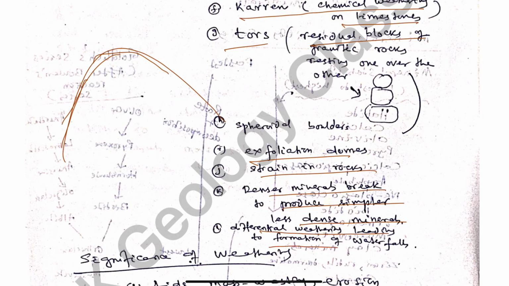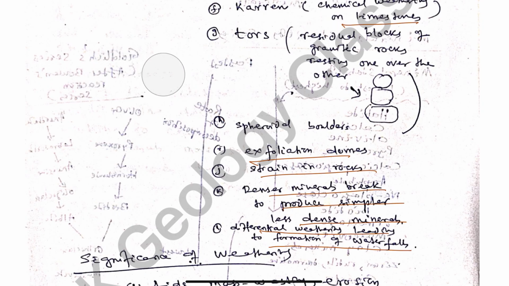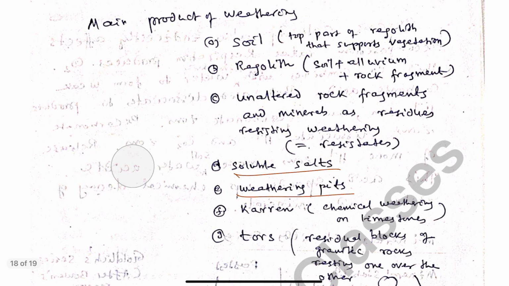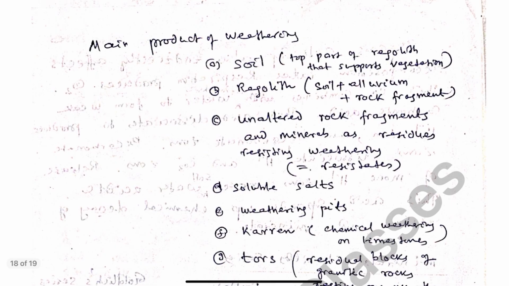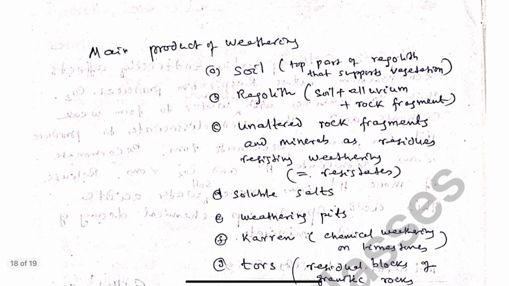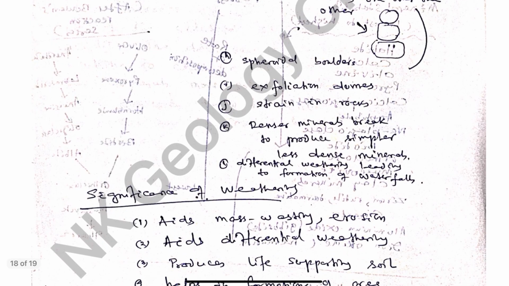Differential weathering leads to the formation of waterfalls. Waterfalls are the results of differential weathering. So these are some of the products of weathering: waterfalls, spheroidal boulders, weathering pits, karren structure, tors, then resistates. Then the top product is soil. So these are the products.